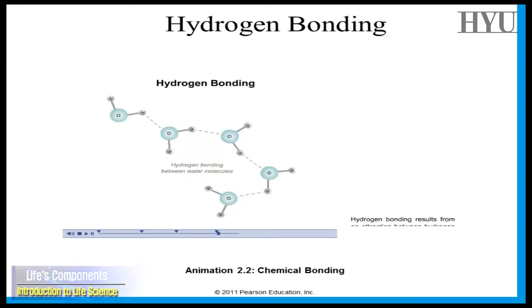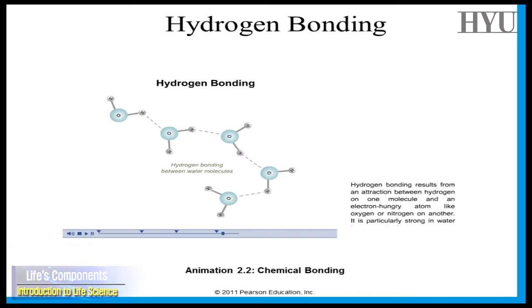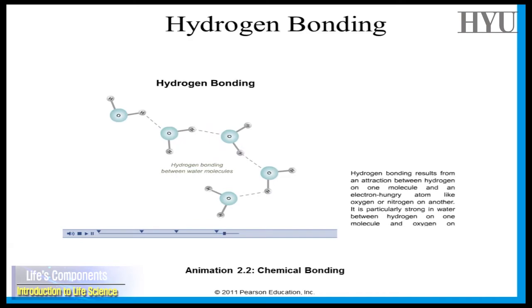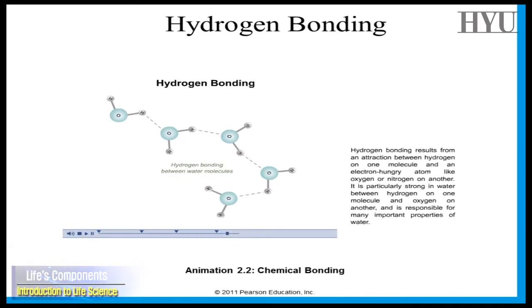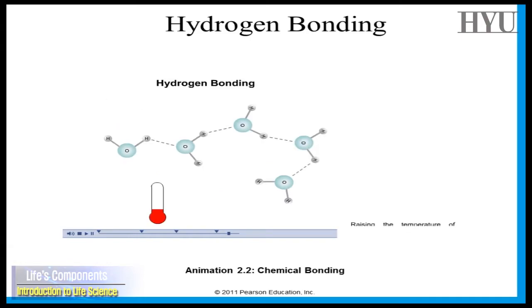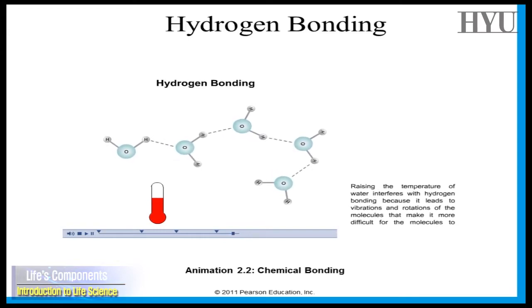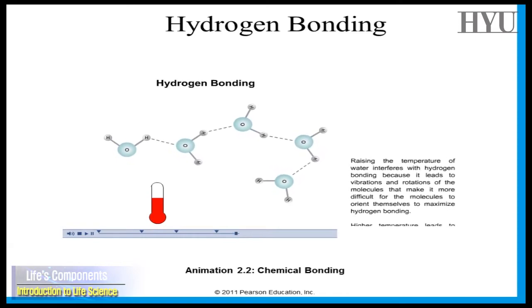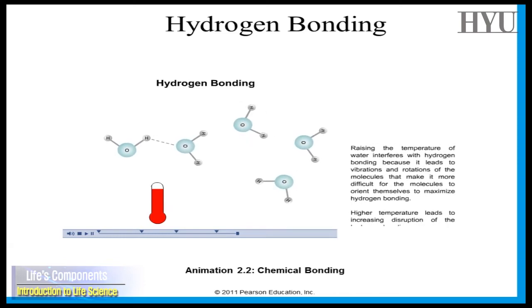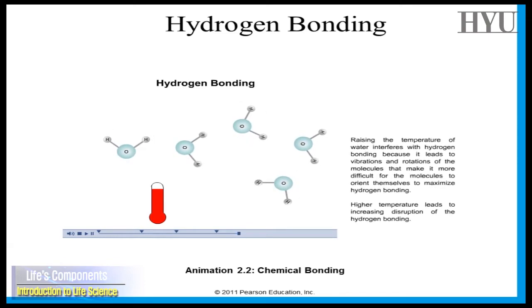Hydrogen bonding results from an attraction between hydrogen on one molecule and an electron-hungry atom like oxygen or nitrogen on another. It is particularly strong in water between hydrogen on one molecule and oxygen on another, and is responsible for many important properties of water. Raising the temperature of water interferes with hydrogen bonding because it leads to vibrations and rotations of the molecules that make it more difficult for the molecules to orient themselves to maximize hydrogen bonding. Higher temperature leads to increasing disruption of the hydrogen bonding.